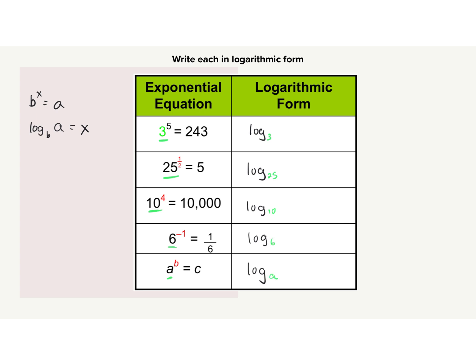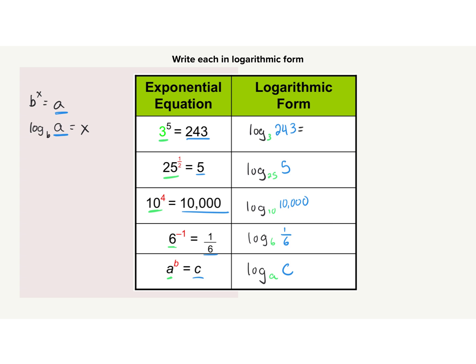Then we want to figure out what our argument is for the log. So this letter right here, that's going to be what the exponential is equal to. So it's going to be all of these numbers and letters. So we're going to write 243. Here we can write 5. Here we can write 10,000. Here we can write 1 over 6. And here we can write c.